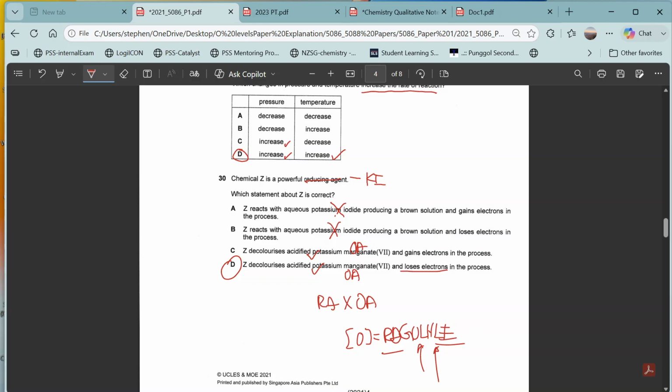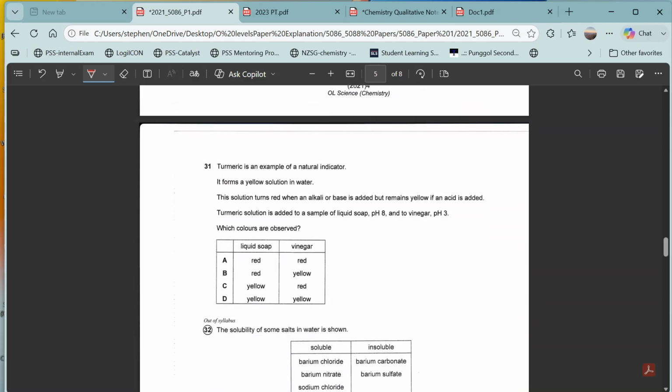Okay, let's go to the third one. Question 31. Turmeric is an example of a natural indicator. So it is not litmus, litmus is different. Yellow means, okay, in water the pH is still 7, it is yellow. This solution turns red when it is alkaline. Yellow in acid. Oh, opposite of the universal indicator, right?